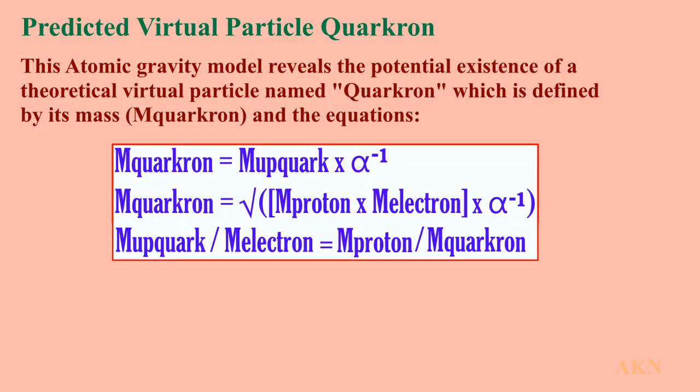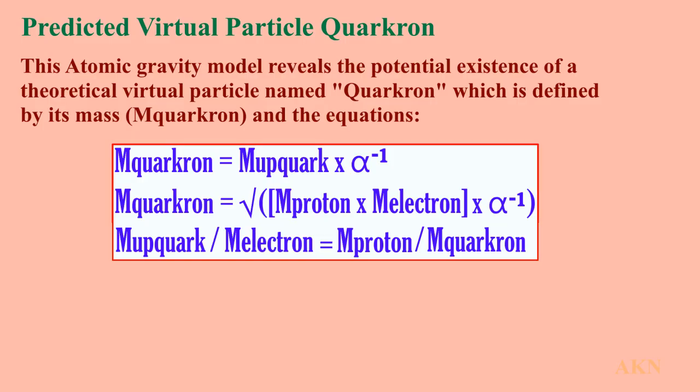This atomic gravity model reveals the potential existence of a theoretical virtual particle named Phi Quark, whose mass is defined by the present equation. The mass of the Phi Quark is equal to the mass of an up quark multiplied by the reciprocal of the fine structure constant. The mass of the Phi Quark is also equal to the square root of the product of masses of one proton and one electron, multiplied by the reciprocal of the fine structure constant.